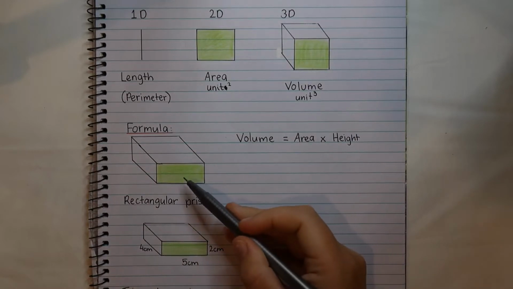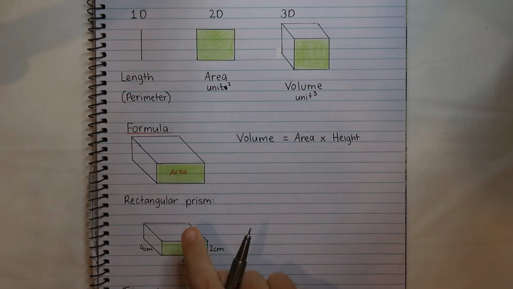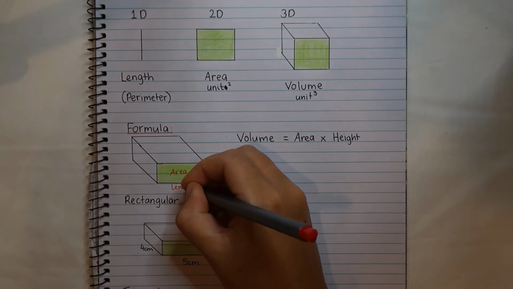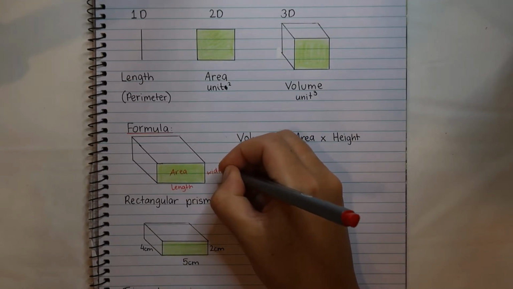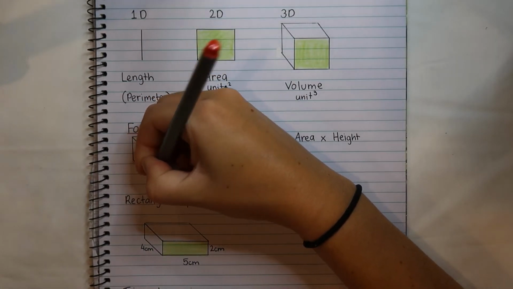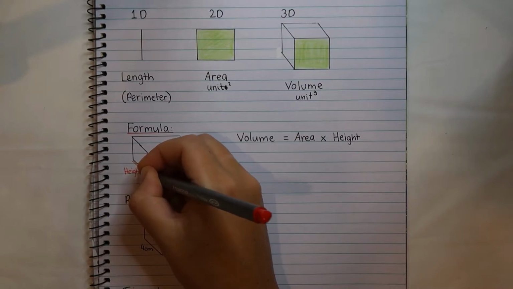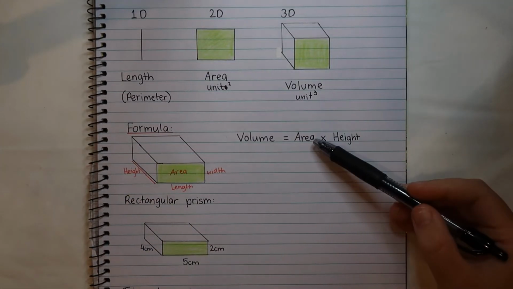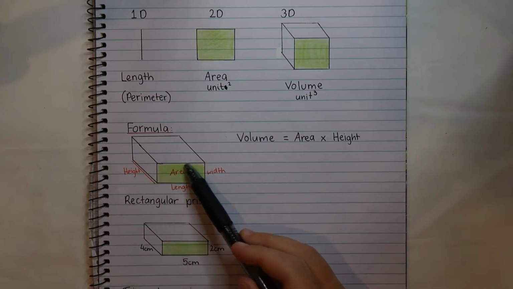So let's just label this. So this is our area. And we know for this specific shape, we have our length and we have our width. And we're going to multiply it by this distance here, which we're going to call our height. So when we say area, it means the base shape. So in this case, it's our rectangle.